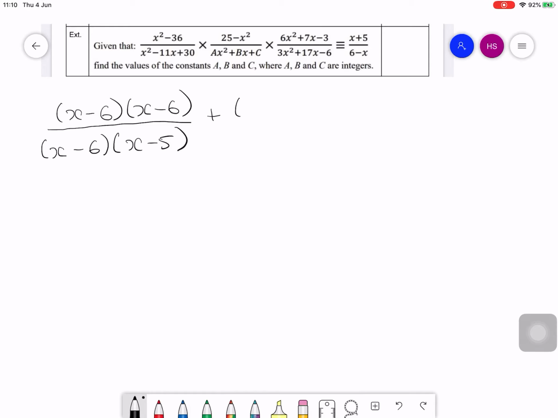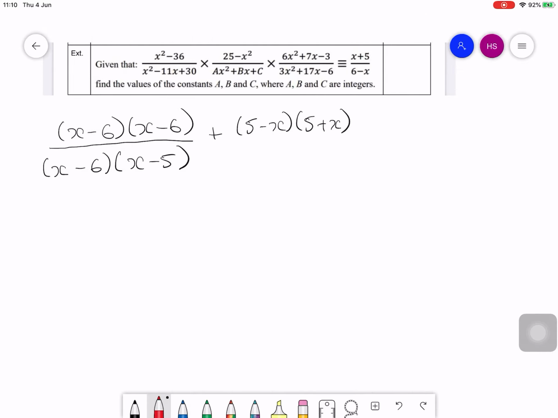So again, I've got the difference of two squares, but just be really careful. So that's going to be 5 minus x, 5 plus x. You could take a negative factor out. So if you preferred, you could have said that that's minus x squared minus 25, and then said so that's minus x minus 5, x plus 5. That would have been equally fine for factorising that numerator.